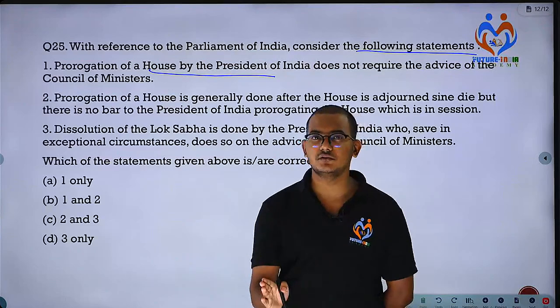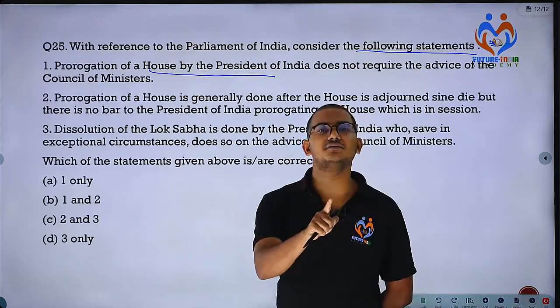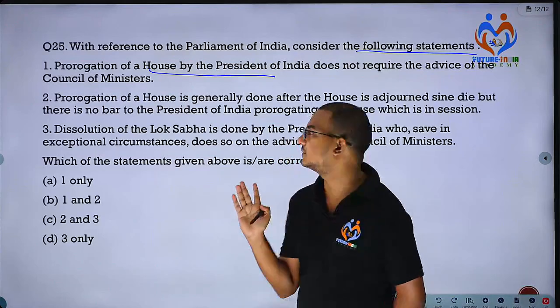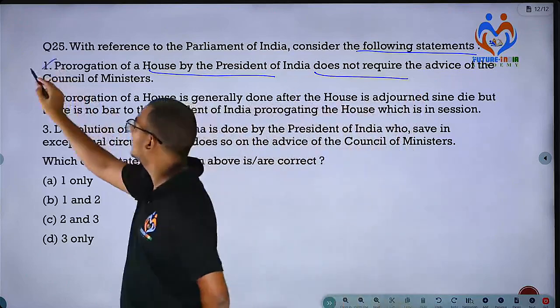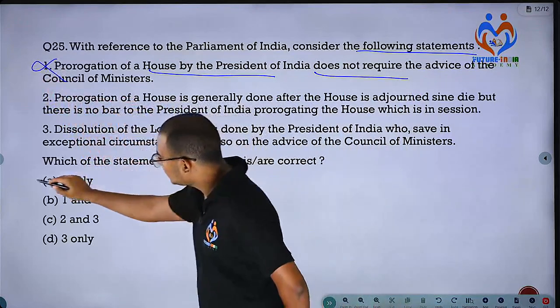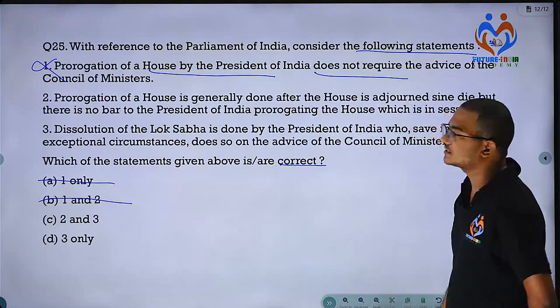Once the session is closed, he has to prorogue the session. He has to prorogue the session only on the aid and advice of the Council of Ministers. So here, what he is saying is "does not require." So statement 1 is wrong. So remove all the options which contain 1, because he is asking for the correct statements.